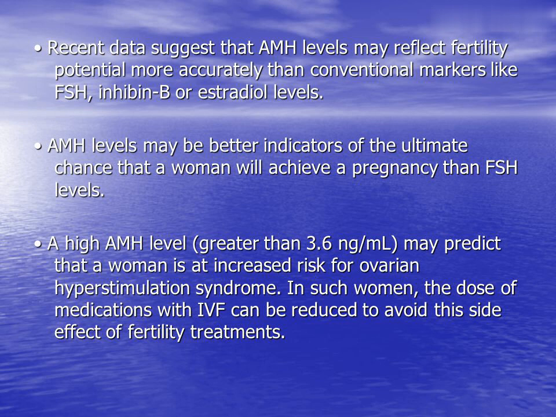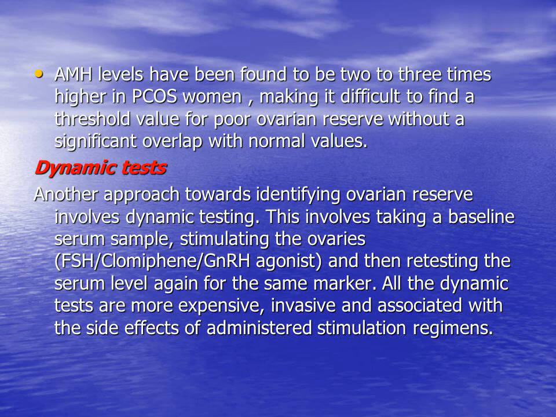A high AMH level, greater than 3.6 nanograms per milliliter, may predict that a woman is at increased risk for ovarian hyperstimulation syndrome. In such women, the dose of medications with IVF can be reduced to avoid the side effects of fertility treatments. AMH levels have been found to be 2 to 3 times higher in PCOS women, making it difficult to find a threshold value for poor ovarian reserve without a significant overlap with normal values.